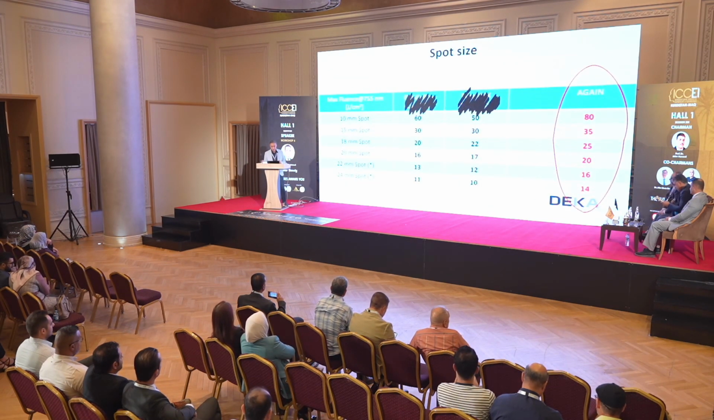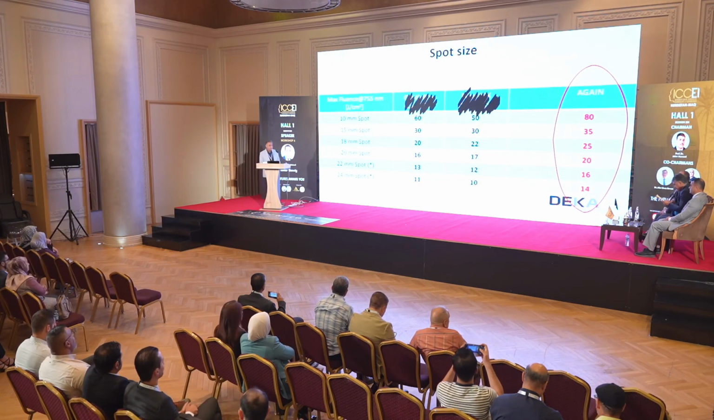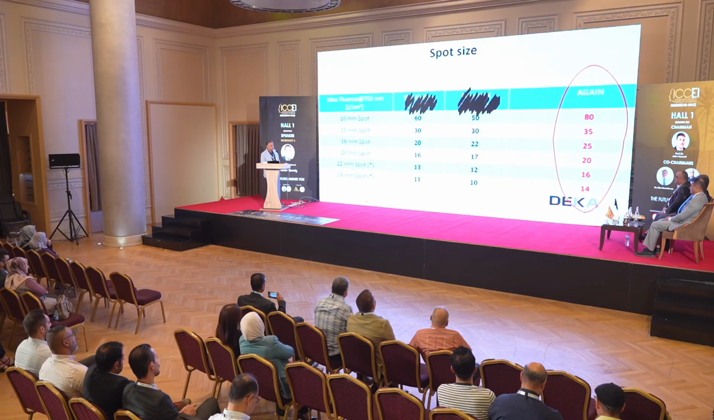This is a model of comparison between different devices. If these 3 devices are compared to Gentle, when you use 24 millimeters, the maximum fluence we have in alexandrite here is 11, here is 10, and 14 in the Gentle.